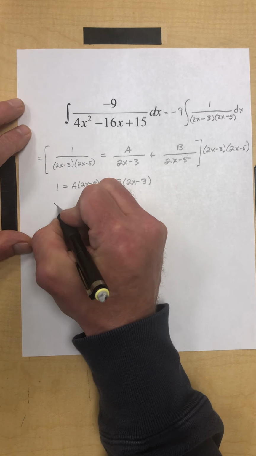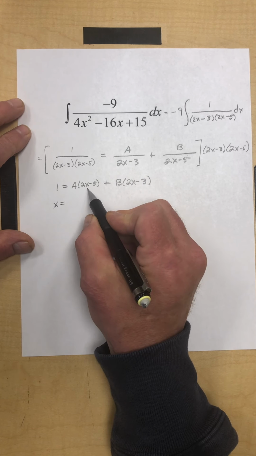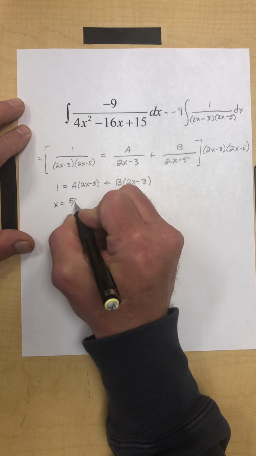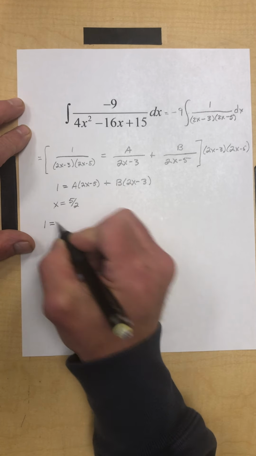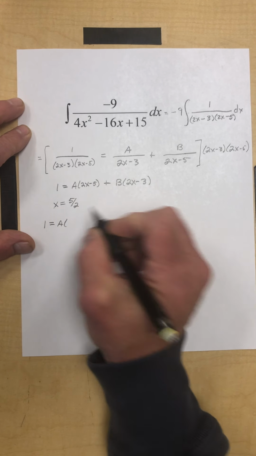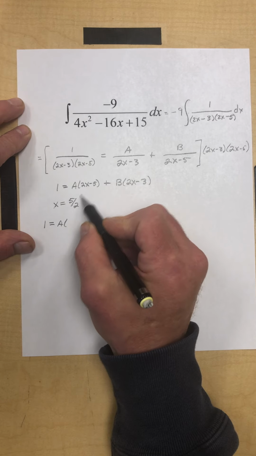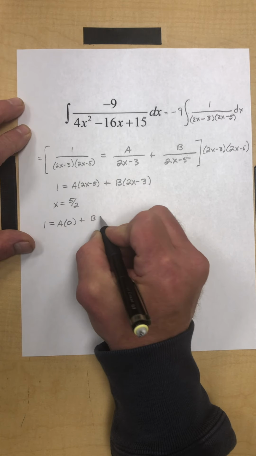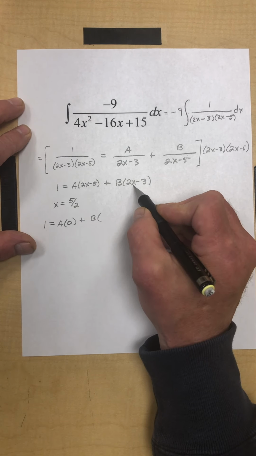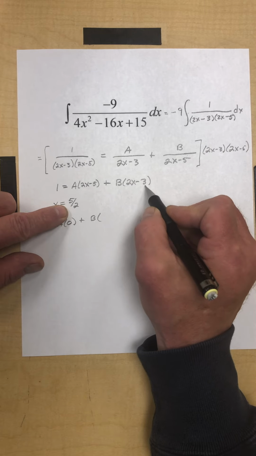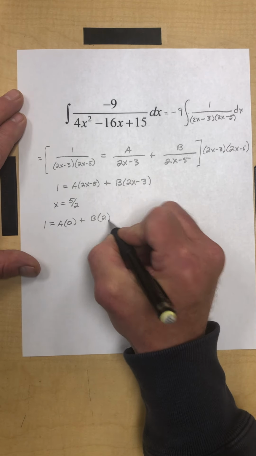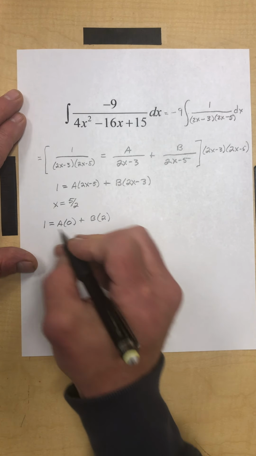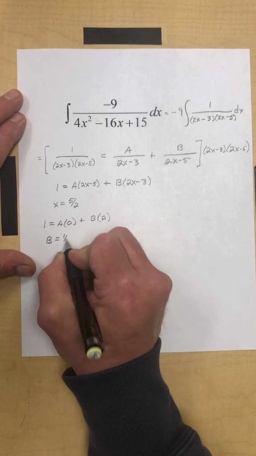So let's see. If I let x be 5 halves, then this 2x minus 5 will be 0. So if x is 5 halves, I get 1 equals a times, 2 times 5 halves is 5, 5 minus 5 is 0, right? Plus b times, 5 halves times 2 is 5, 5 minus 3 is 2. So this cancels off, and I get 1 equals 2 times b, and dividing by 2, I just get b equals 1/2.